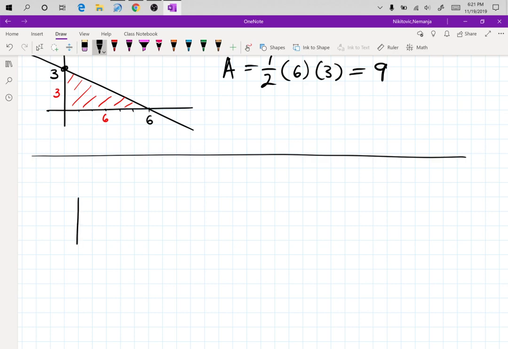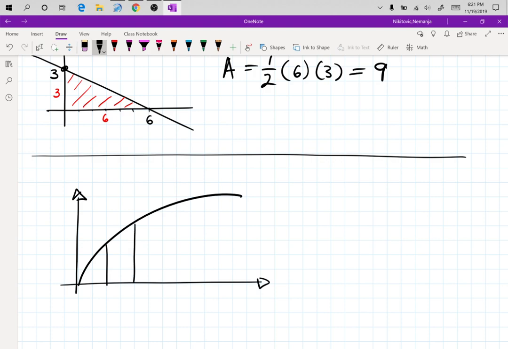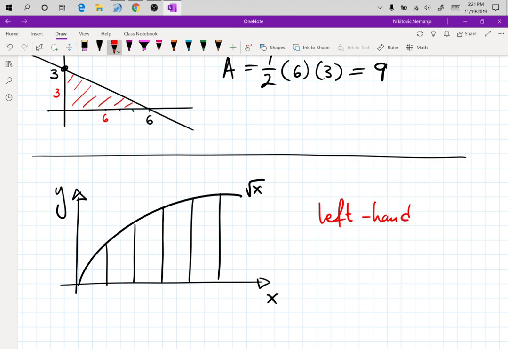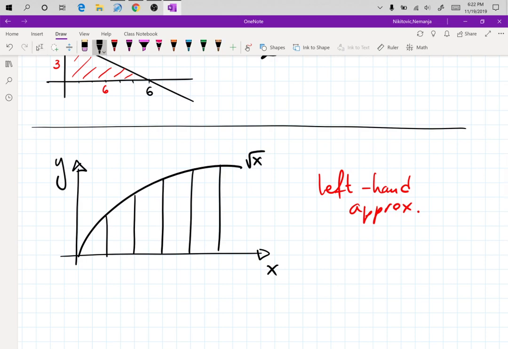So let's put, usually I use square root of x. And what I'm going to do is I'm going to put, let's say, 5 of these. So this is my square root of x, that's the x, that's the y. And I'm going to use left hand approximation in this case. Now, left hand approximation means we use the left point to create the rectangle.